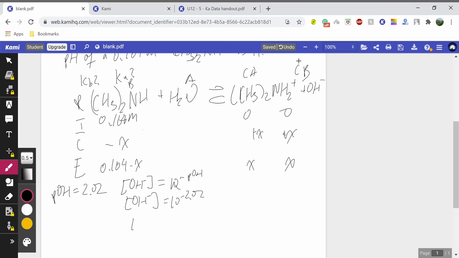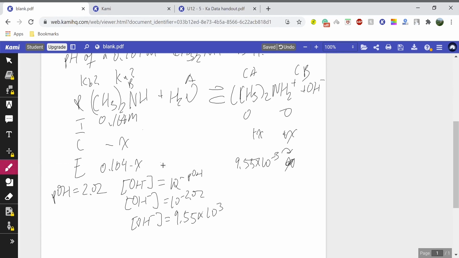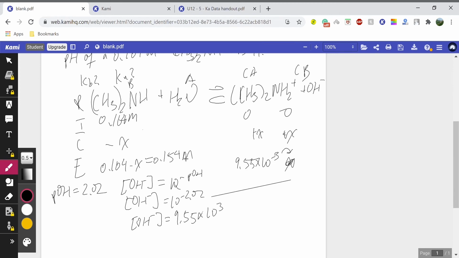The concentration of OH minus is 9.55 times 10 to the negative third. So that is our x value, since that is the equilibrium concentration for OH. So x is 9.55 times 10 to the negative third. This x will also be 9.55 times 10 to the negative third. And this one will be 0.164 minus that number, which will give us 0.154 molar.